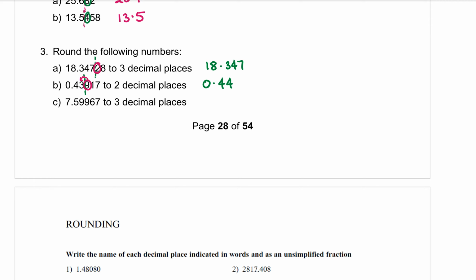And part C, we want 3 decimal places again. So we need the 5, the 9, and the 9, and that's where the line goes. My critical digit is a 6, which means I need to round up the 9. But 9 rounds up to 10, which means that's going to round up into there, which is also another 9, which is going to round up again into the 5 here. So what happens is I get 7.6, but I still need to write the 3 decimal places down. So I need to put zeros in for the last 2 decimal places. And that's it.